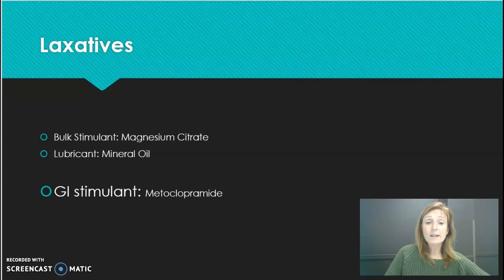The first category is the laxatives, and there are two medications on your list. One is the bulk stimulant, which is magnesium citrate, and the other laxative is a lubricant, which can be bought over the counter, called mineral oil. Mineral oil is used for other things; this is the same old mineral oil. We just give it to patients by the teaspoon. The other type of medication to evacuate the bowel is the GI stimulant, which is metoclopramide.